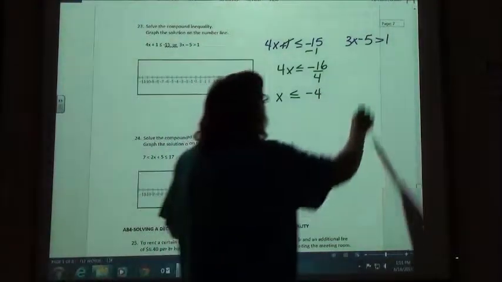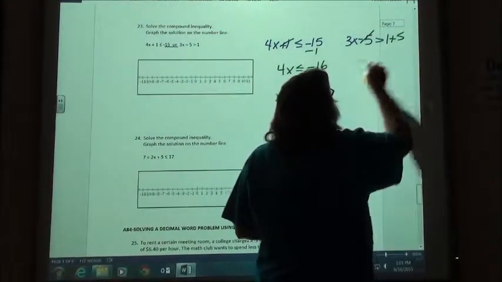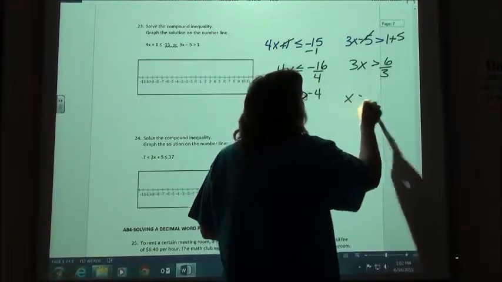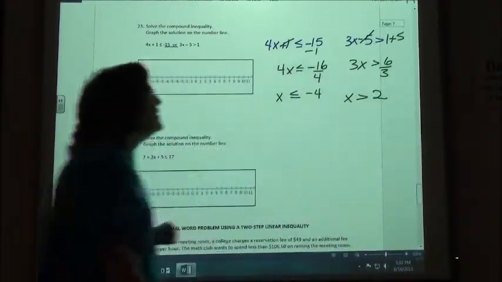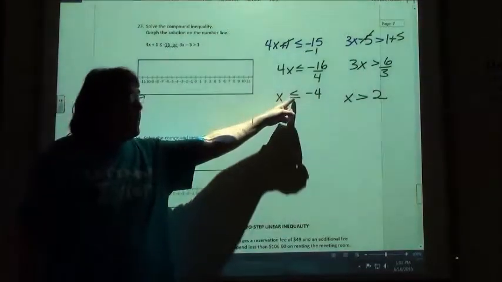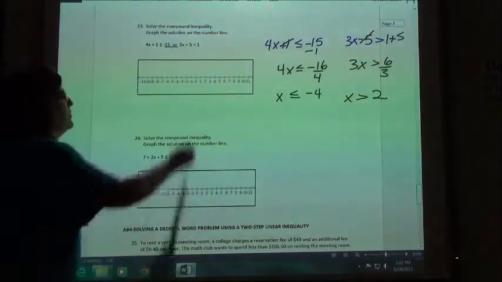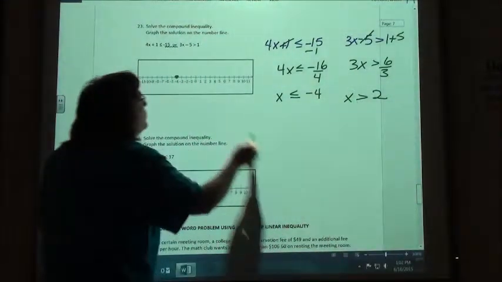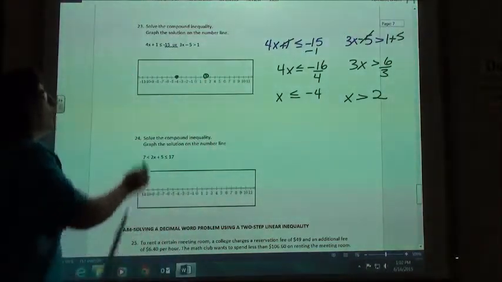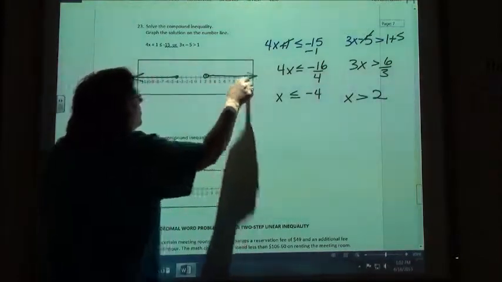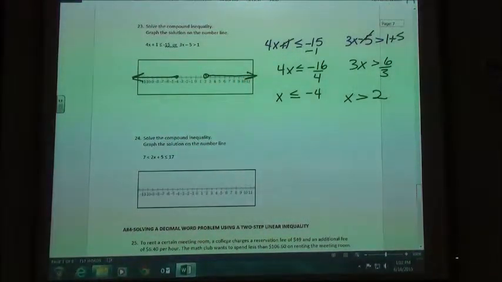The other side, I'm going to add my 5. 3x is greater than 6. Again, I'm dividing by a positive, so I leave my inequality, and 6 divided by 3 is 2. So, on my negative 4, I'm going to have the closed circle. On my 2, I'm going to have the open circle. I am less than the negative 4 or greater than the 2, so I end up shading those two opposite ends.